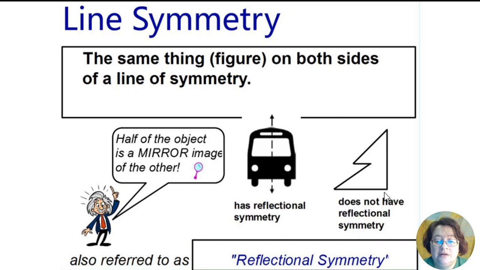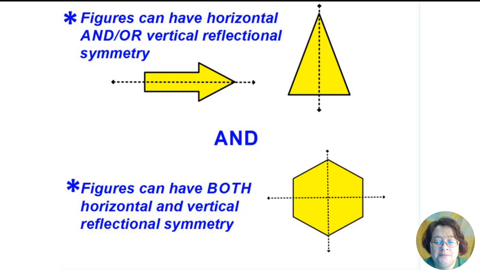This shape here does not have reflectional symmetry. If I cut it in half this way, then it's still not a mirror image. I can cut it in half any direction and I won't have a mirror image on the other half. So there is no symmetry in this figure. Figures can have horizontal and/or vertical reflectional symmetry, or they could have both horizontal and vertical reflectional symmetry.